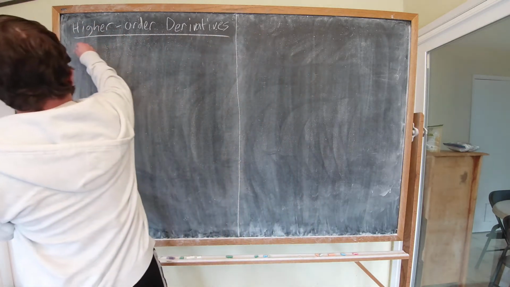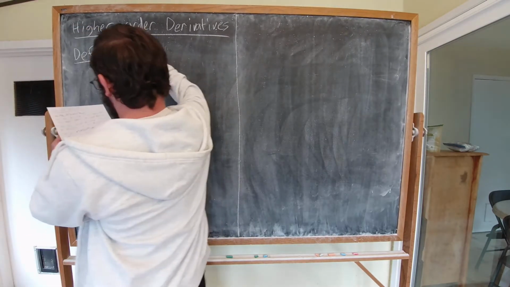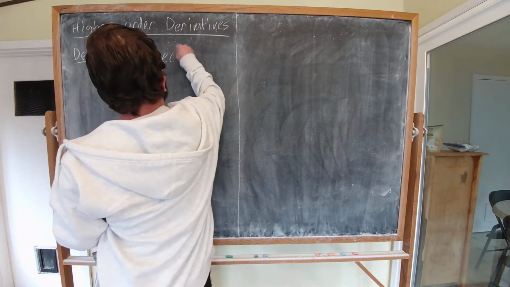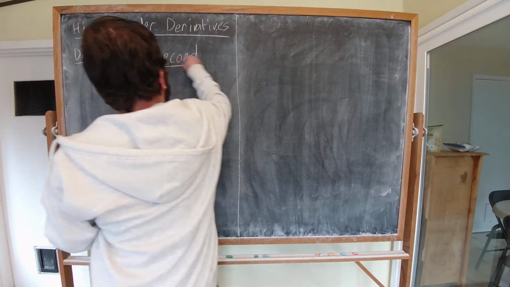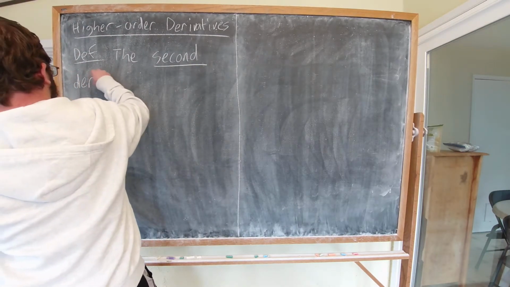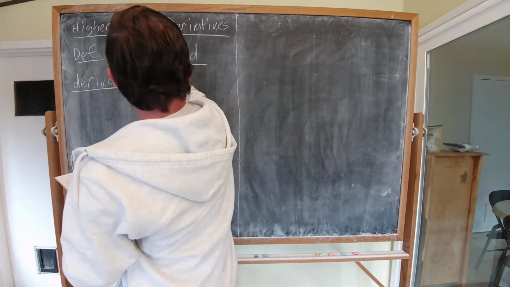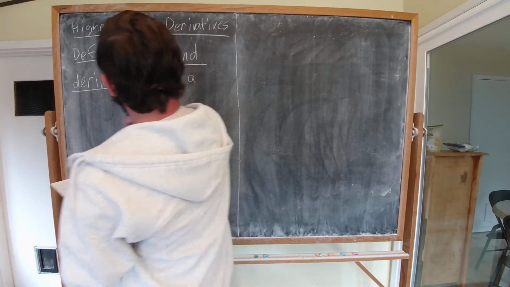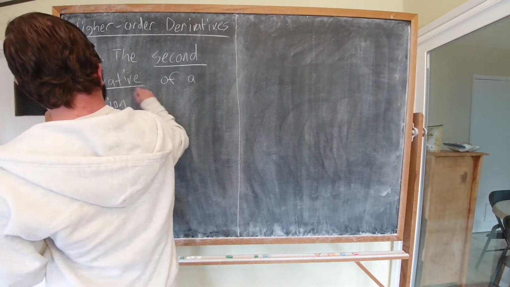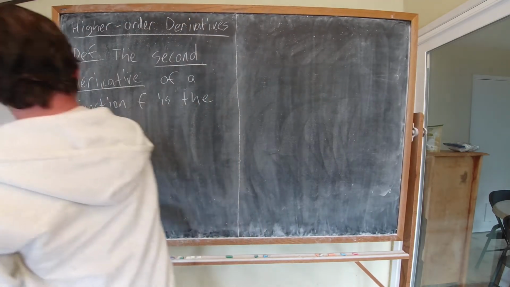So, definition, the second derivative of a function f is the derivative of its derivative.